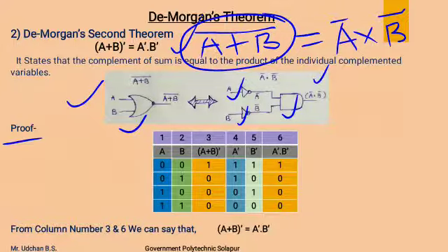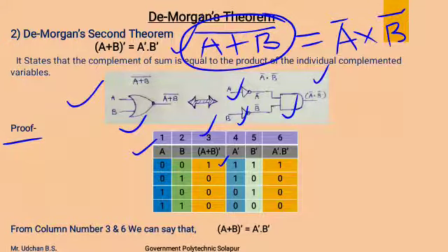Again, two variables are taken, A and B. These are the four possible input combinations: 0 0, 0 1, 1 0 and 1 1. In the third column, (A plus B) complement is shown. The values of that are, for 0 0 you will get 1, for 0 1 you will get 0, for 1 0 you will get 0, for 1 1 you will get 0. This we have written from the truth table of NOR gate.